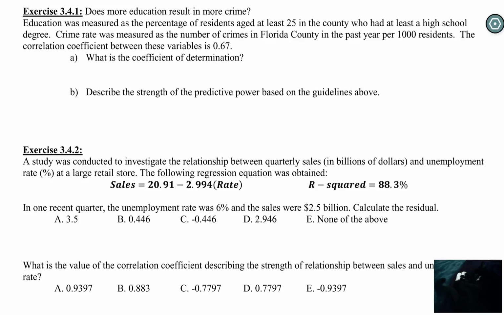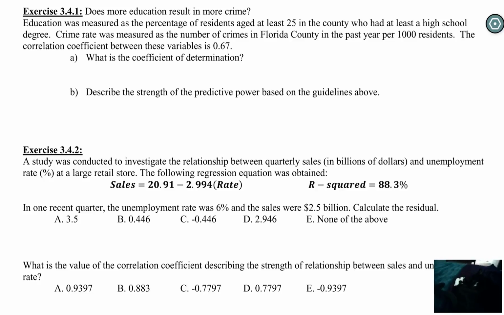So it doesn't ask us to do this, but let's just think about what that means for a moment. That would mean that there is a moderate positive linear relationship between education level and crime rate. And a positive relationship would mean as education goes up, crime rate goes up. Just throwing it out there. It doesn't ask us about this though. Instead, the first question we see is what is the coefficient of determination?